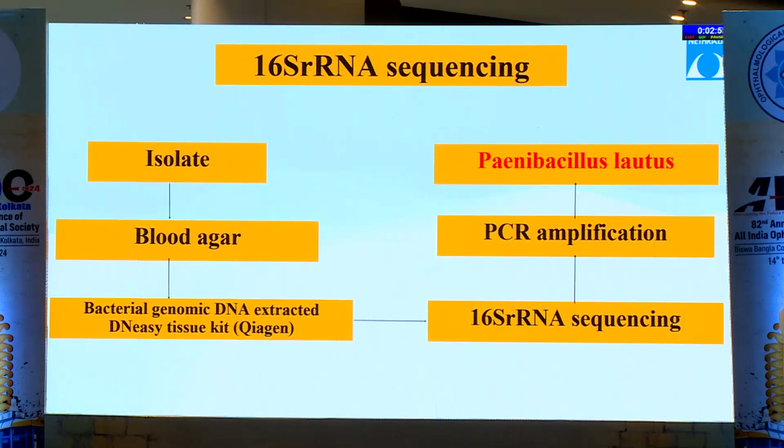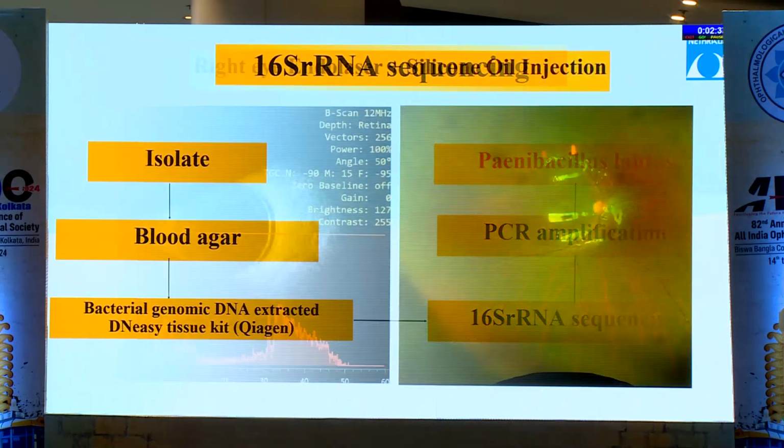So to identify the organism, we performed sequencing of the 16S rRNA gene. The 16S rRNA genes were amplified by PCR. The bacteria was identified as Paenibacillus latus, showing a 98% homology match with the NCBI database. The bacteria were sensitive to vancomycin, amikacin, cefotaxime, ciprofloxacin, and resistant to ceftazidime and tobramycin. Blood and urine cultures were negative.